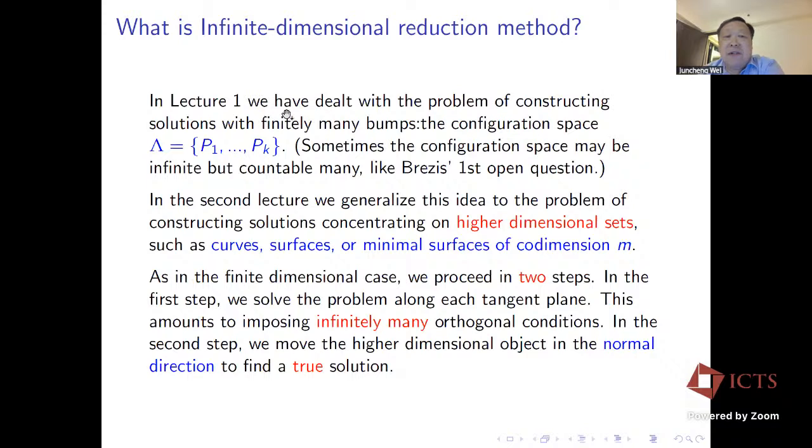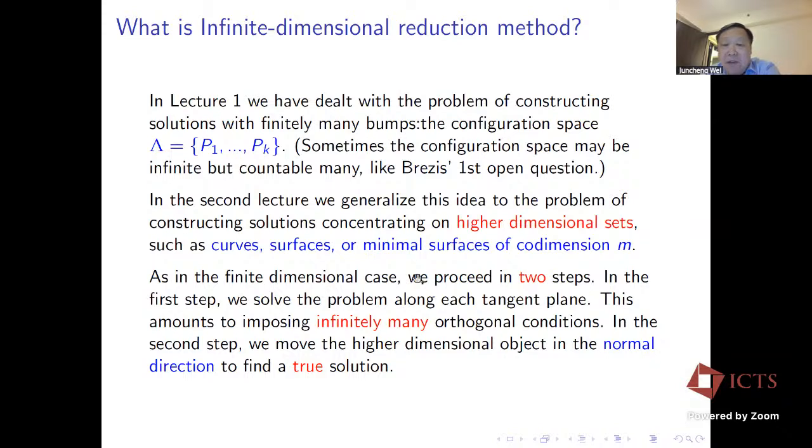In the first lecture, we dealt with the problem of constructing solutions with finitely many bumps. The configuration space is finite dimensional. Sometimes the configuration space may be countable, like in Brazil's first open problem, but it is still a measure zero set. In the second lecture, we generalize this idea to the problem of constructing solutions concentrating on higher dimensional sets, such as curves, surfaces, or minimal surfaces of codimension M.